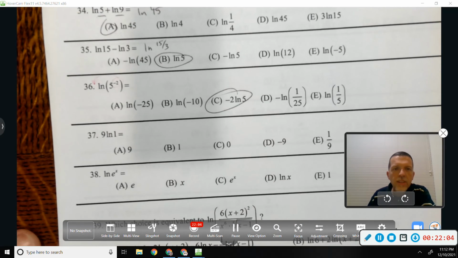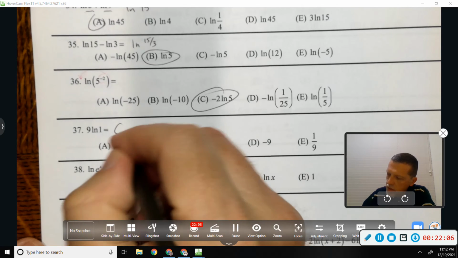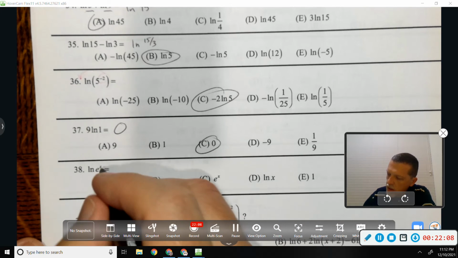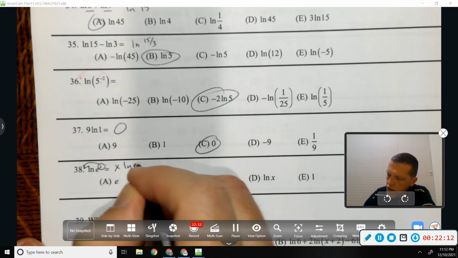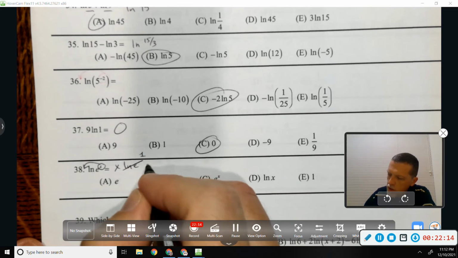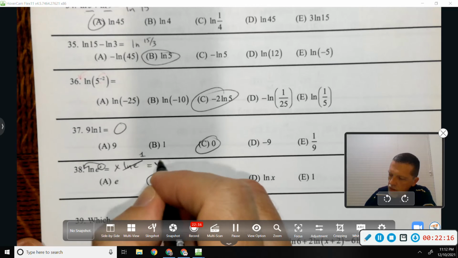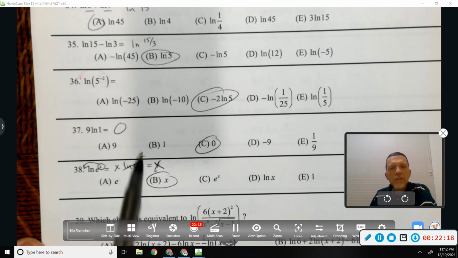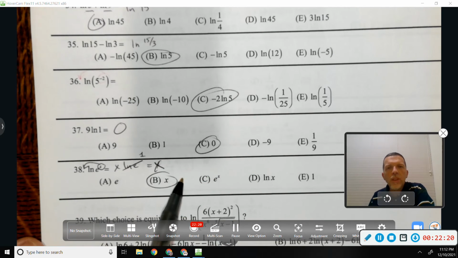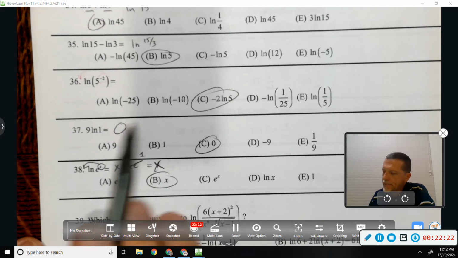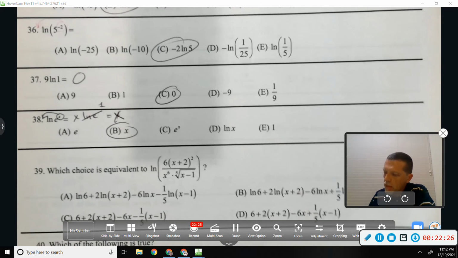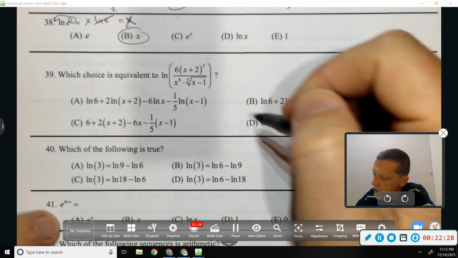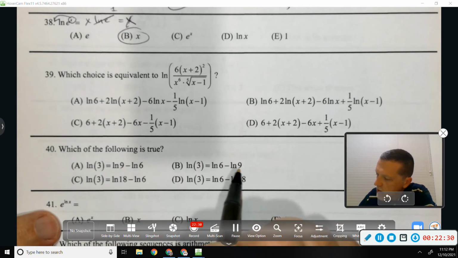Natural log of 1 is 0. So that's 0. We can move that power out front. x natural log e. The natural log of e is 1. So we just get x. Little easy problems, but super important when you get to calculus that you can handle algebra, exponents, natural logs, stuff like that. 39, which is equivalent to natural log of all that.